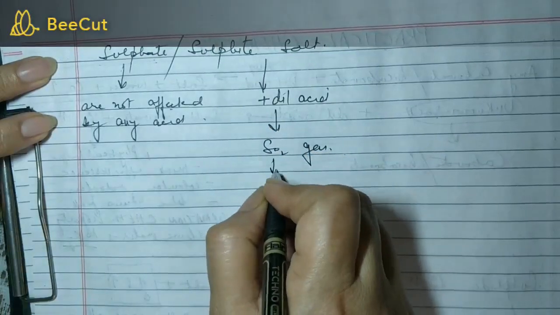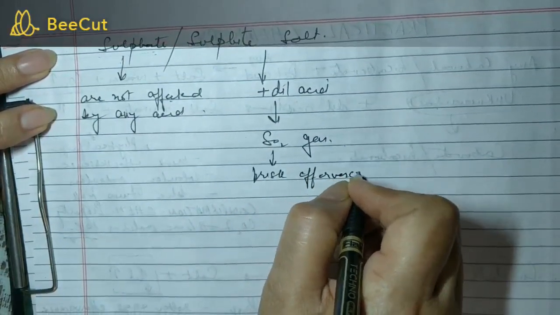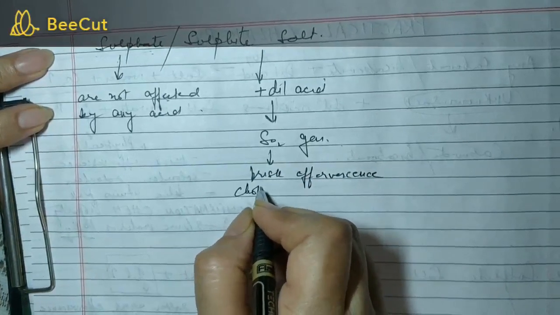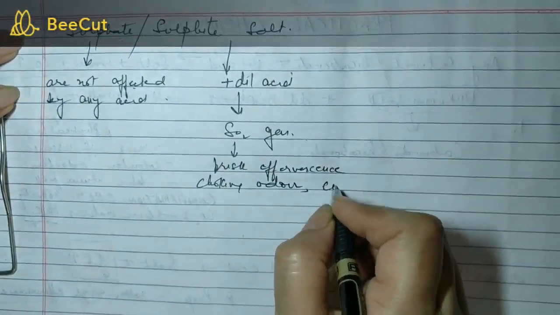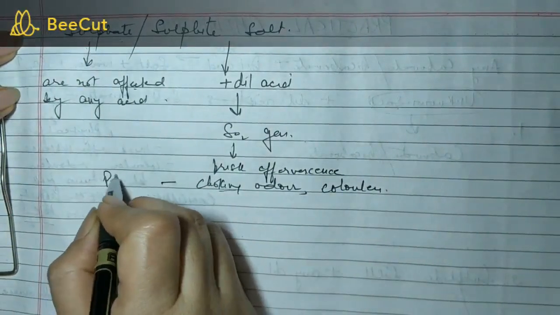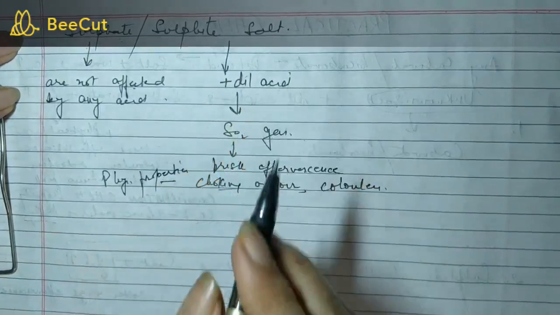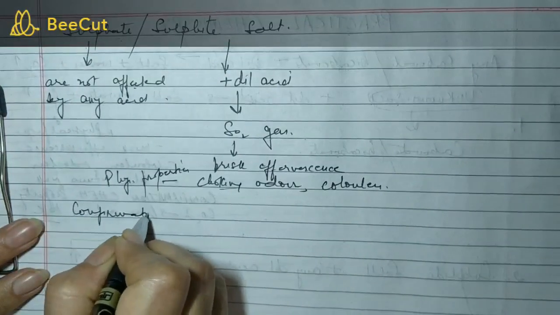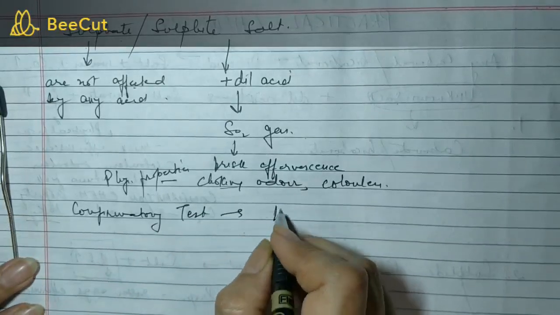Now SO2 also comes out with brisk effervescence. It has a choking odor, and it is also colorless. But smell and everything, these are all physical properties. On the basis of this, you can make a guess that probably the gas is SO2, and the confirmatory test will be that you take a paper soaked in potassium dichromate solution, which is orange in color, and it will change to green.